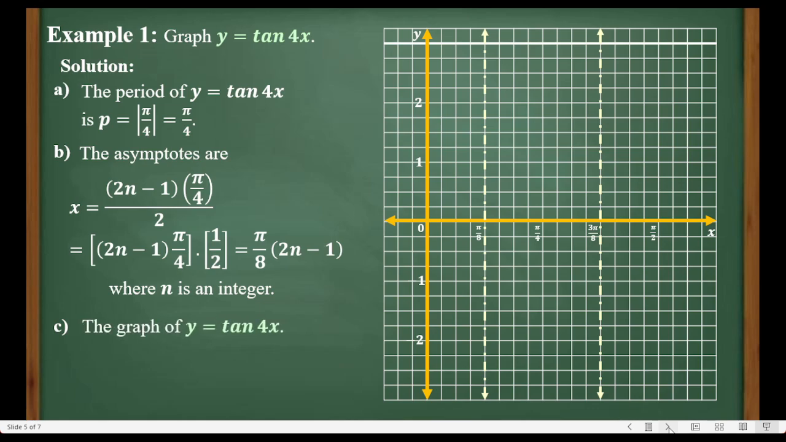Then for letter C, the graph of y equals tangent of 4x can now be traced. So first, we need the asymptotes. Making use of this formula, n is 0. So this will become 0, then 2 times 4 is 8. So the first one is pi over 8. Then, this time we consider the value of n as 1. So 2 minus 1 is 1.